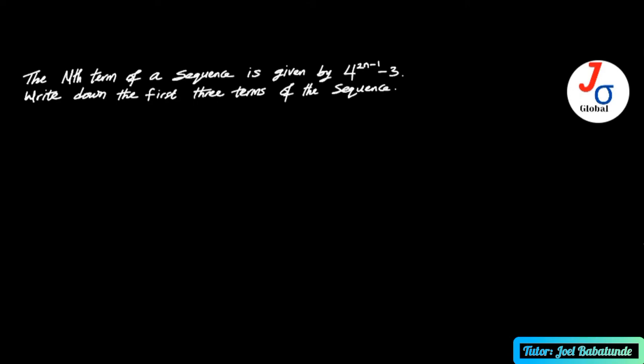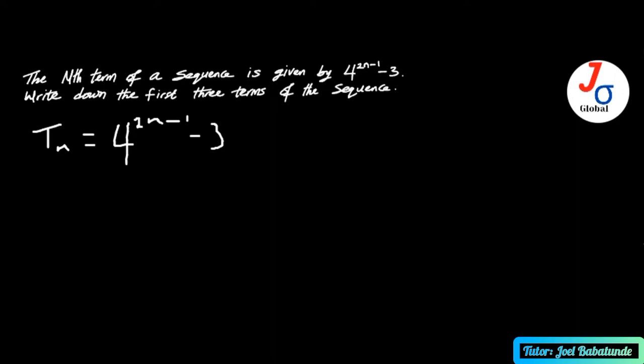In today's lesson, we're going to be looking at this example as well as other examples to look at the general form of a sequence and how to derive the first, second, third, and as many terms as we can. So you have this question: the nth term of a sequence, Tn, is equal to 4 raised to the power of 2n minus 1, then minus 3. We are asked to write down the first three terms of the sequence.